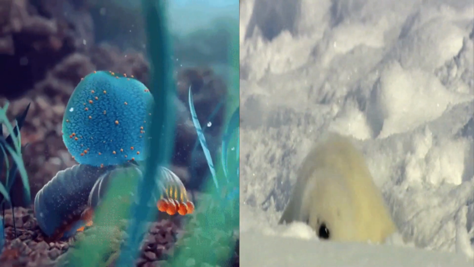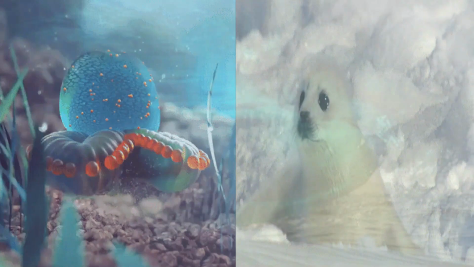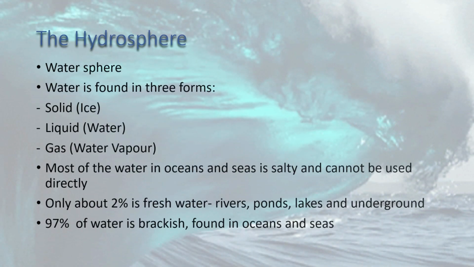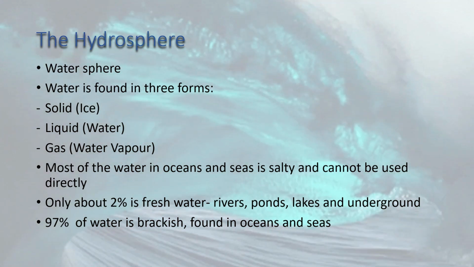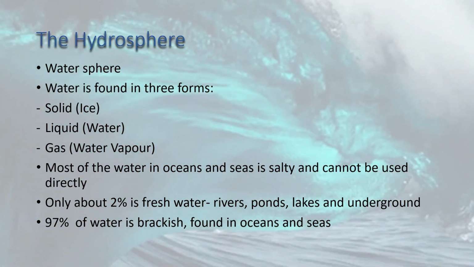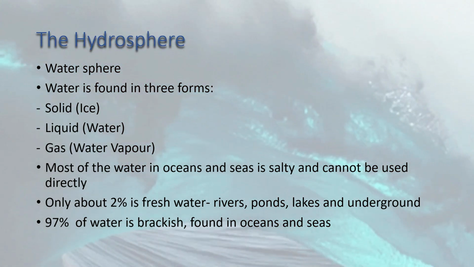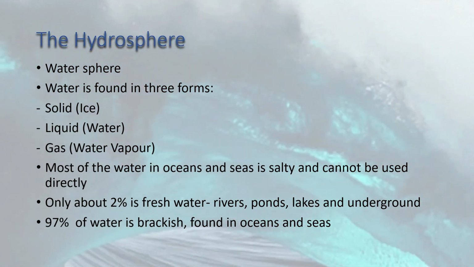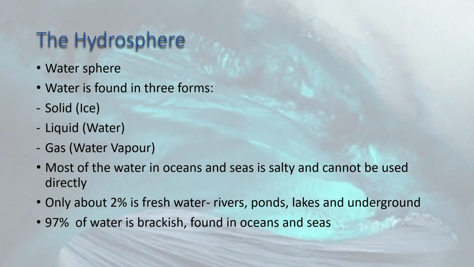As you are well aware, about 3/4 of the Earth's surface is covered by water. So this water that is covering the Earth, that area is called the hydrosphere. The word hydro means water, so it's watersphere or hydrosphere. Water is found in three forms: solid, liquid, and gas.